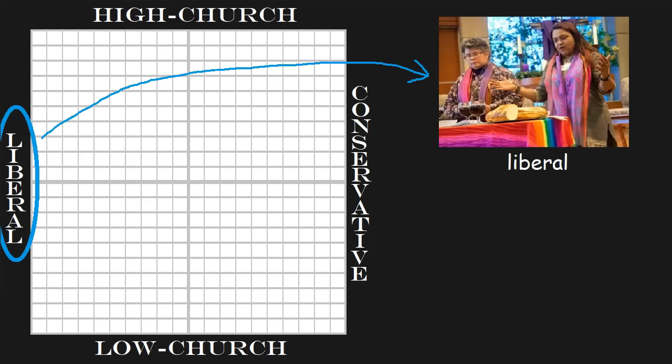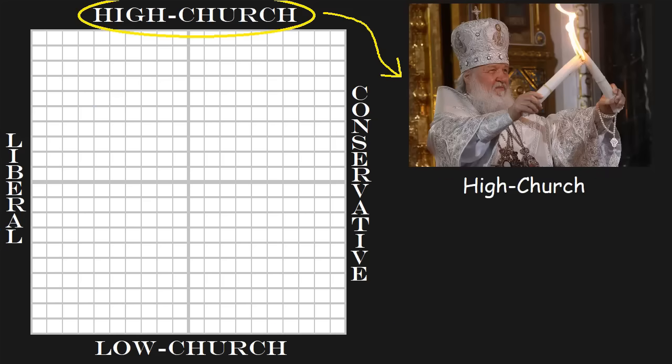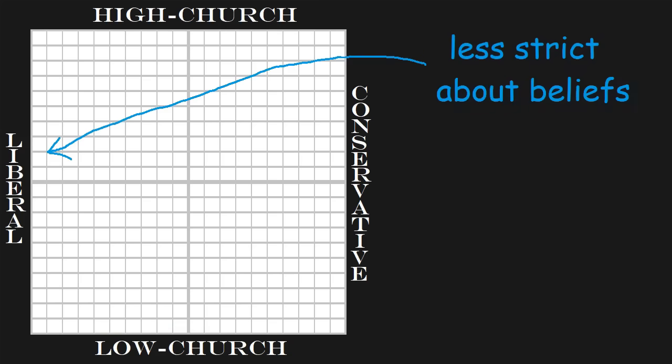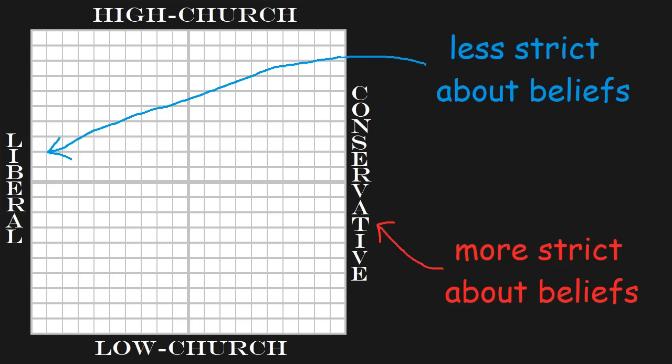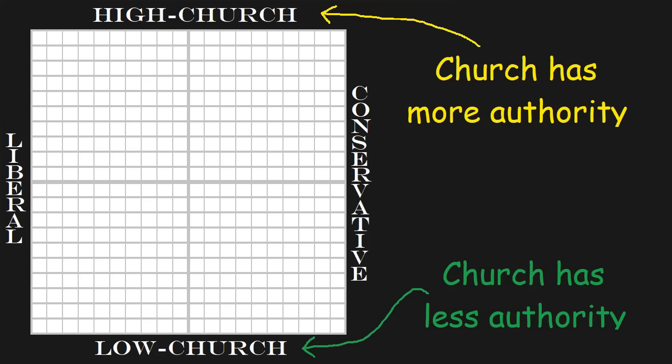I noticed some churches were very liberal, some were very conservative, some were very traditional, and some were very anti-traditional. And in this context, liberal and conservative don't necessarily mean anything political. Theologically liberal just means they're less strict about the beliefs of their religion, and conservative means they're more strict about their beliefs. And high church is what we call churches where the church itself and its traditions has more authority. And low church means it's less about the church and tradition and more about your own personal relationship with God and personal interpretation of the Bible.